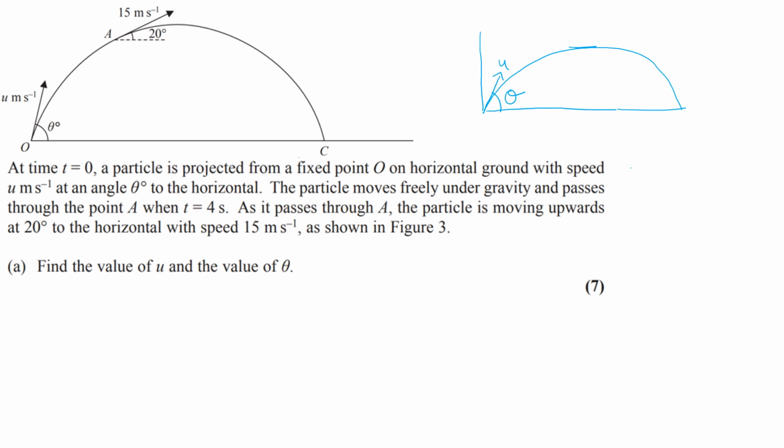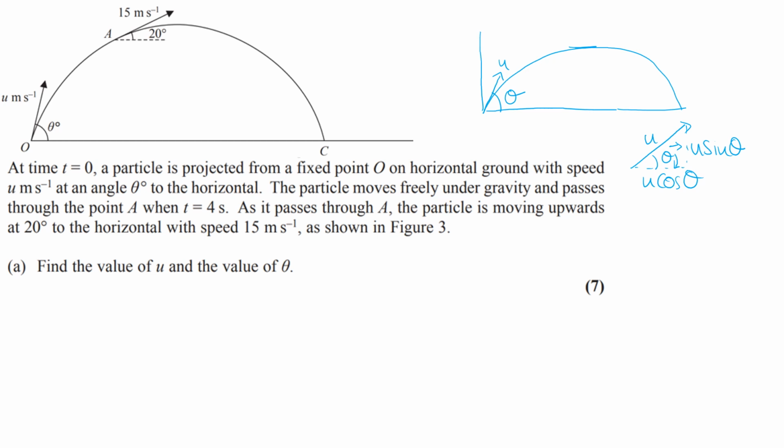Whenever we have angles in mechanics, we've got the size of it, which is u, and we can resolve in the two directions. Opposite the angle is going to be u sine theta, and adjacent to the angle is going to be u cos theta. And that's what we've got going on over here in this question.